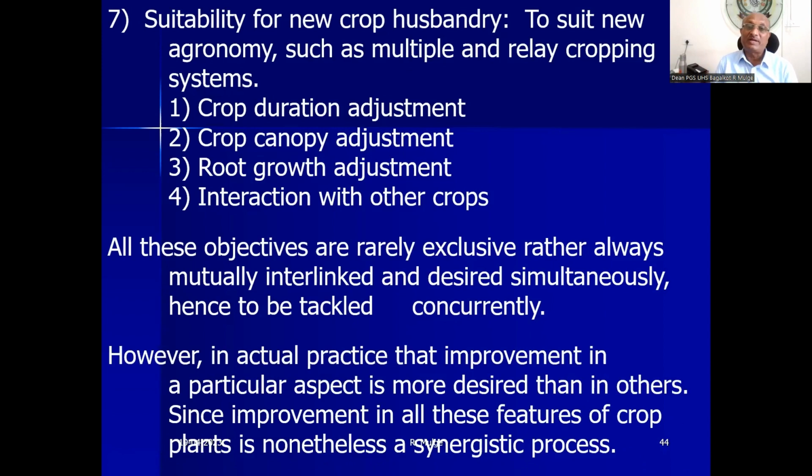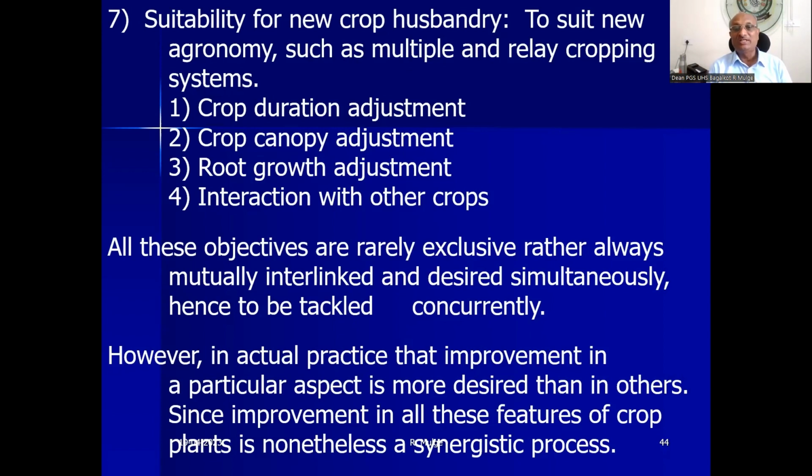However, in actual practice, improvement in a particular aspect is more desired. You cannot do everything. Many times it is required, but you may not be able to do it. But of the list of objectives, the breeding goals that were listed, at least a few you can take. So in actual practice, improvement in a particular aspect is more desired than in others. So it depends on the demand of that particular locality or the situation of the crop grown.